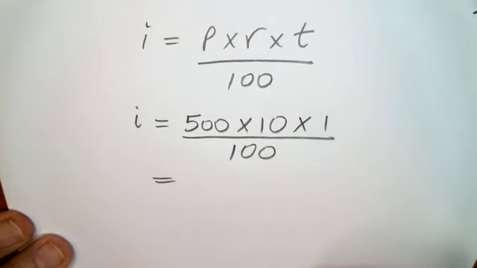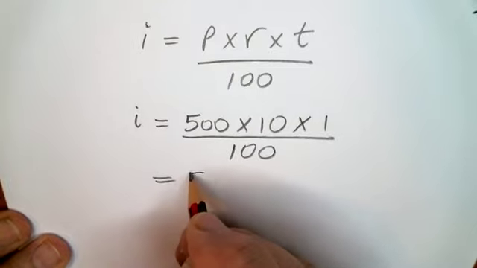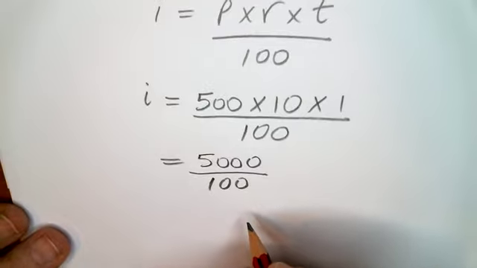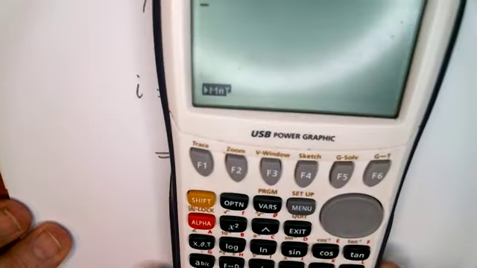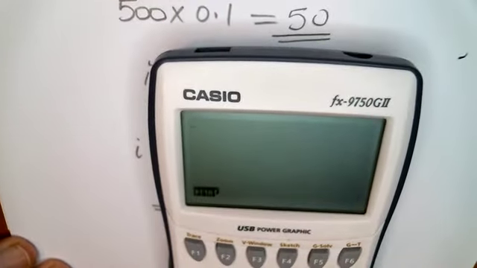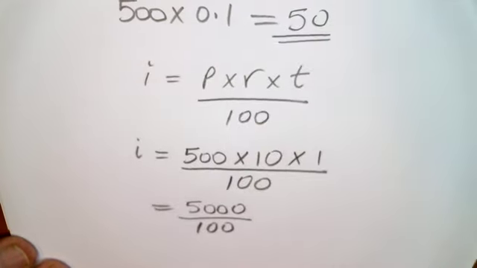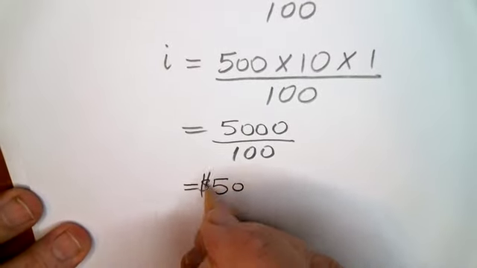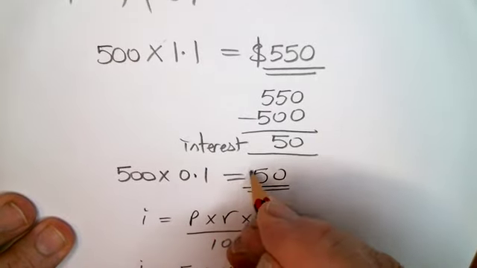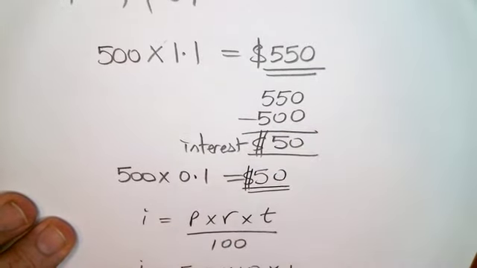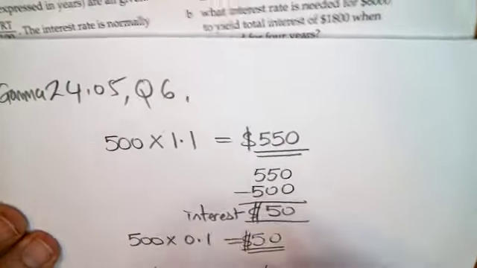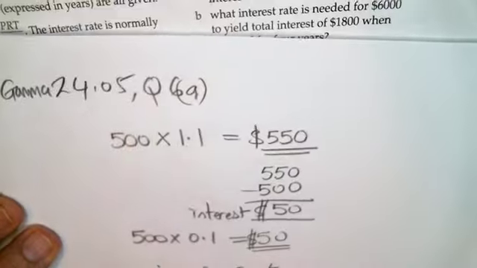So what do we end up with? Well, let's have a look. We've got 500 times 10 is 5,000, divided by 100, and we get 50. So the interest is going to be, again, $50. And again, it's important to put units here, so make sure you put the units in here as well, and the units in here. So there are lots of ways of going about that one. That was question 6a. Hopefully that's useful, folks.